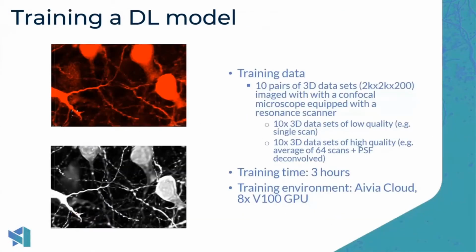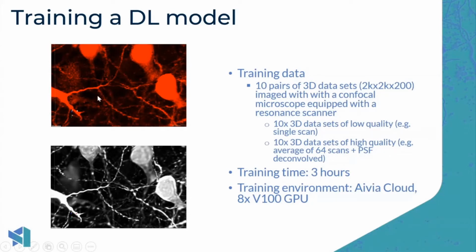So one example that we'll look at today is this one, and this data is from Hu Zhao at Texas A&M, as I mentioned. We initially trained the model with 10 pairs of images, each image is 2K by 2K by 200 slices. We had 10 images of high quality, 10 images of low quality, and then we trained the model. It takes about 3 hours using Aivia Cloud on GCP. Today, we're going to be using Aivia Cloud on a single GPU, so it would be a lot slower than that. It'd probably be like 10 hours instead of 3. But that's what the data would look like.